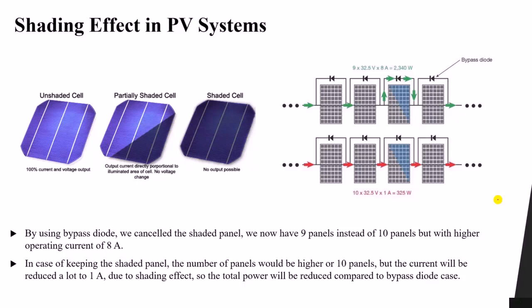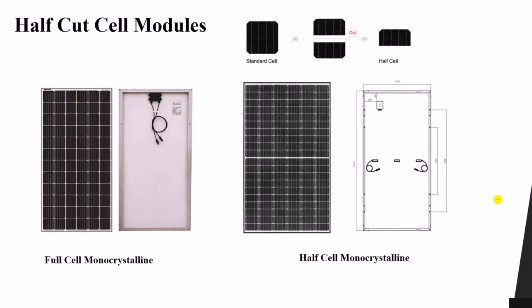So the first solution for the shading effect is using bypass diodes to cancel the panel which has the shading effect. Now this will lead us to discuss another type of modules. This type of modules is really helpful and is really becoming a trend. This type of panels is called the half-cut cell modules.